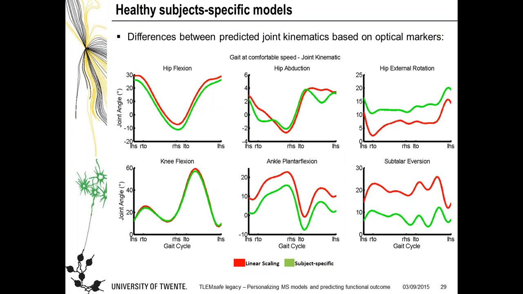These differences also had an effect on the model outcomes. For example, we found differences in the joint net moment predicted by the subject-specific model. And in general, we found differences between the predicted joint kinematics based on the optical markers. For example, we found large differences in the joint kinematics predicted for the ankle plantar flexion and for the subtalar eversion.